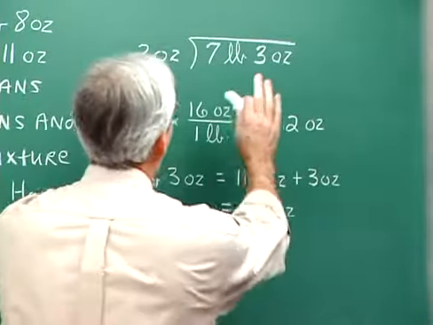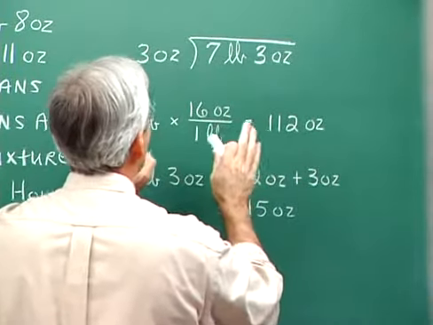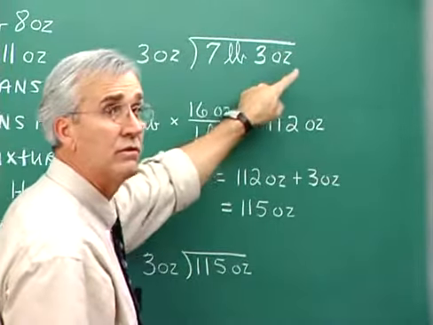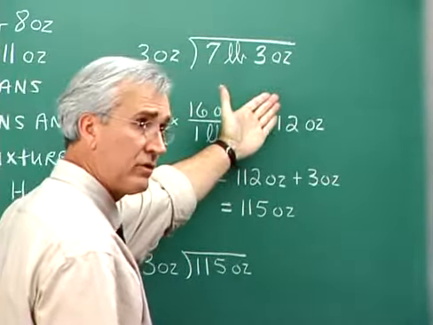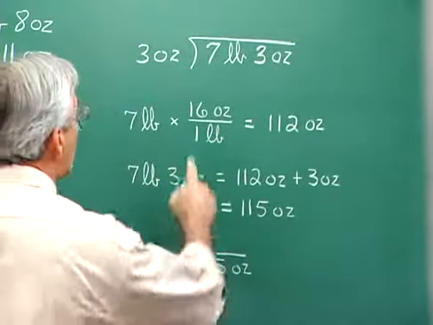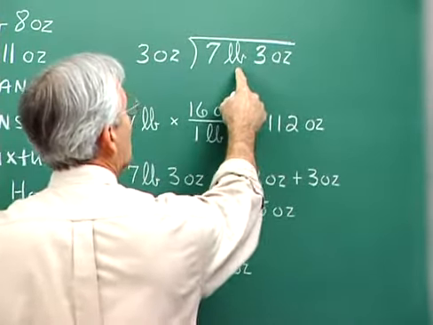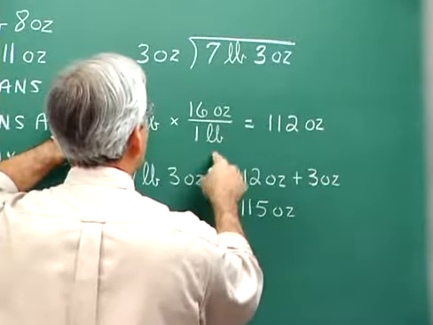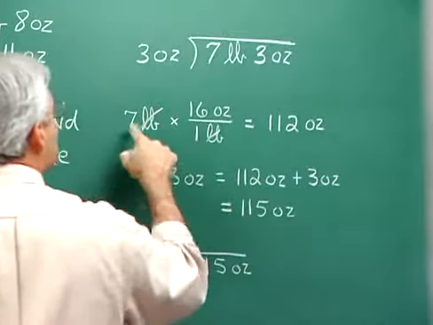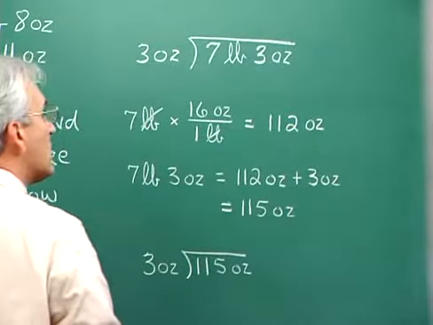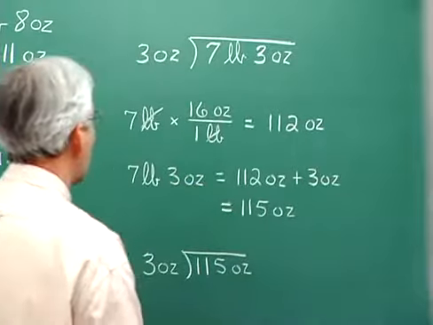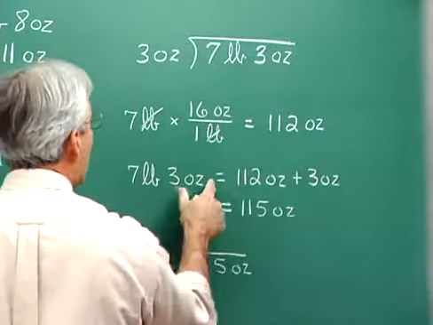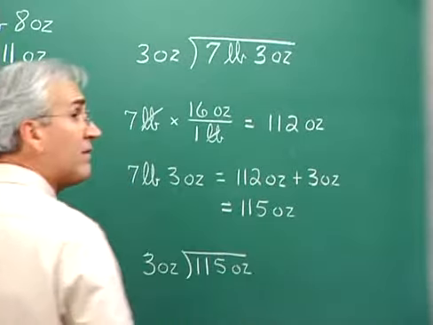So in order to complete the division, what we need to do is change this into all ounces. You see, we want to have ounces into ounces. All right, and here's what we do then. We want to change 7 pounds into ounces. Now, there are 16 ounces in 1 pound. The pounds go out, so we have 7 times 16 or 112 ounces. So 7 pounds 3 ounces is the 112 ounces plus the 3 ounces, or 115 ounces.